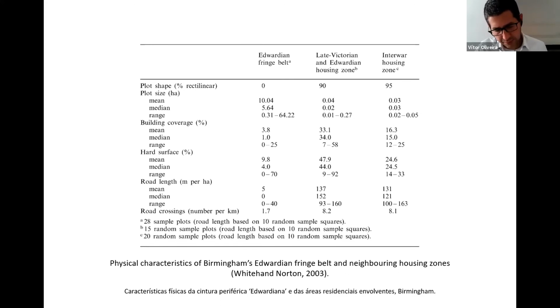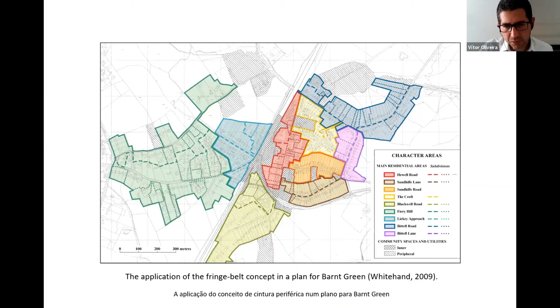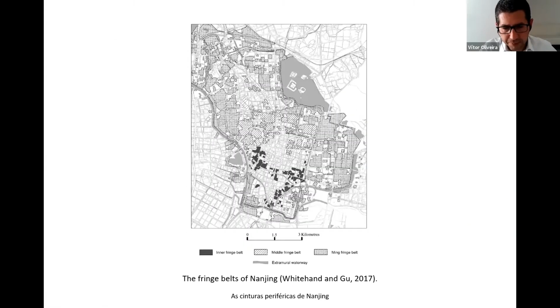Then he started to offer detailed analysis of how the different plots that make each fringe belt were changing over time in parallel with the large changes of the fringe belt itself. And then he started to explore how the concept could be applied in practice, which in fact he did in 2005 in a plan for Barnes Green that is reported in a paper in 2009. And finally, he started to apply the concept in other geographical contexts, and right now, and the last paper was published in 2009, he has been exploring the ecological significance of fringe belts.